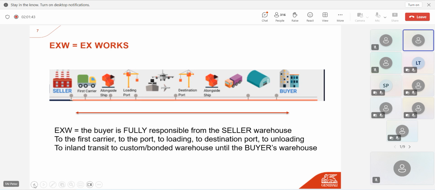This is extremely common: Ex Works. Meaning the moment the buyer buys, the buyer will be responsible for every part of the journey all the way to his warehouse. This is very, very, very common. What we do every day is on Ex Works. For example, if I go to a grocery shop, buy something, put it in my car and drive home, I'm on my own already. So this is Ex Works.